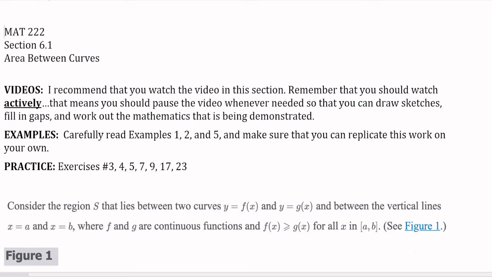Hi everyone, and welcome to the video on section 6.1. In this video we're going to be doing area between curves.